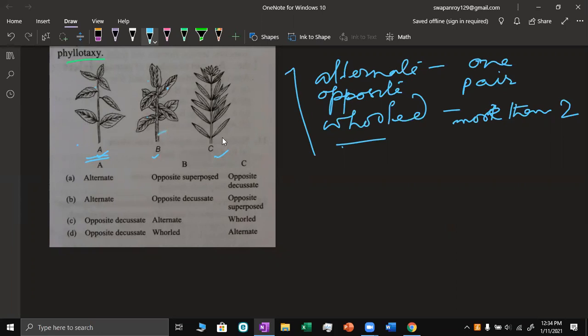Okay, guava. And this diagram for this node is showing only two, but in the above node you can see one, two, three, four are there, one, two, three, four, one, two, three, one, two, three. So this one is alternate, opposite and whorl. So here alternate, opposite.